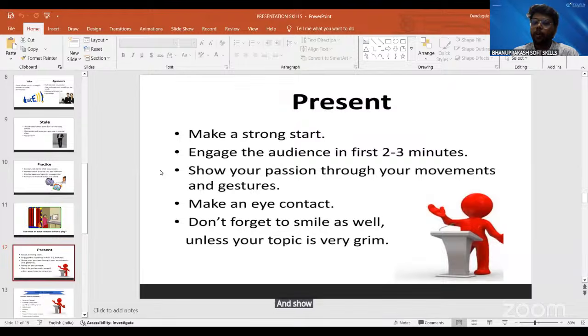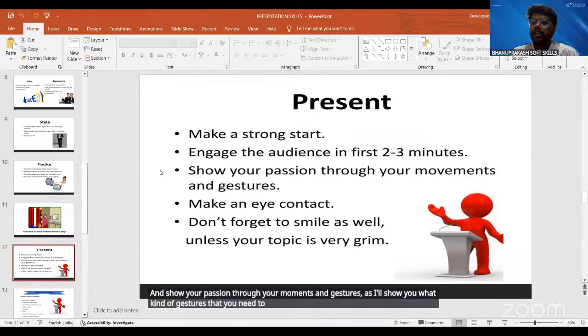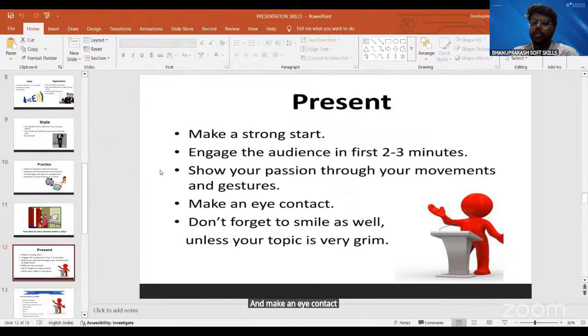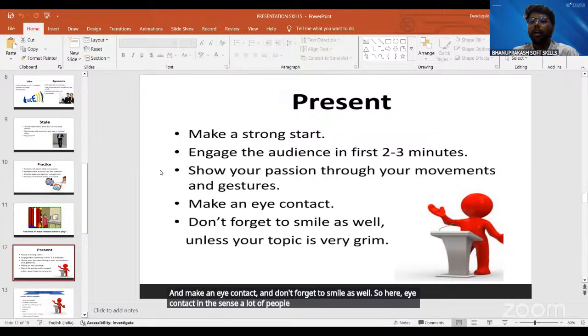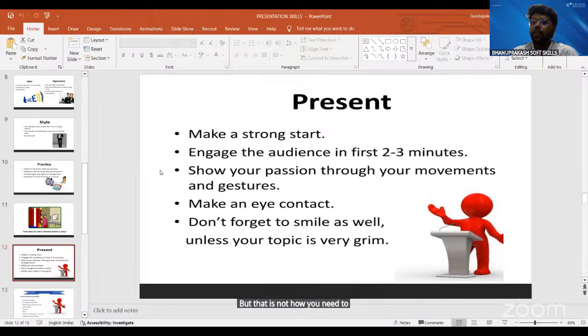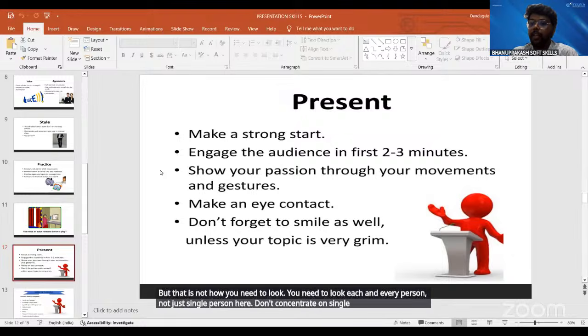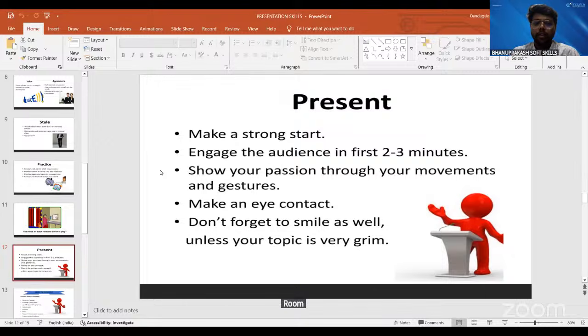And show your passion through your movements and gestures, as I'll show you what kind of gestures you need to maintain. And we even discussed a lot of things about gestures, body language, and everything in the communication class. And make eye contact and don't forget to smile as well. Eye contact, in the sense, a lot of people look at the upper wall or front wall, but that is not how you need to look. You need to look at each and every person, not just a single person here. Don't concentrate on a single person. Instead, you should look at each and every candidate who is sitting in the room. And don't forget to smile as well.